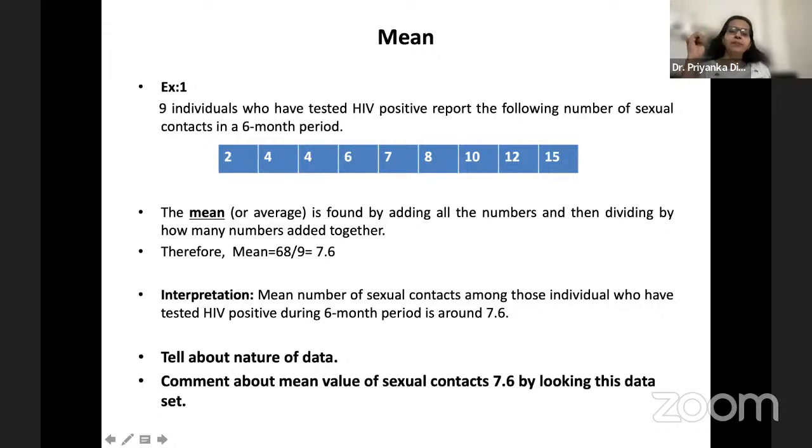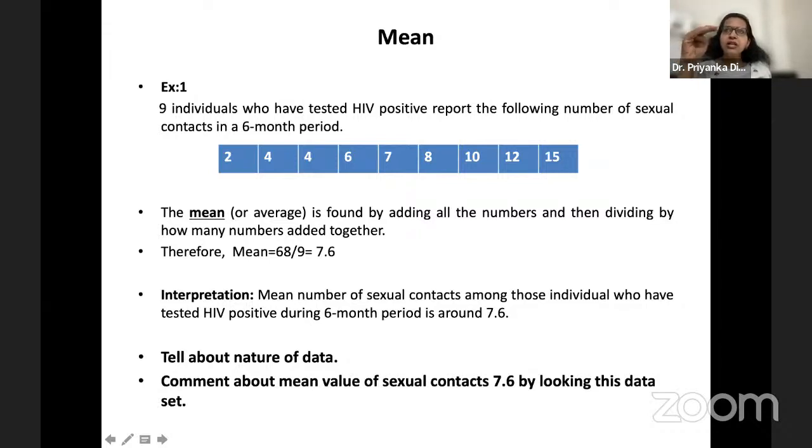Now what is the interpretation? Can you all write down in your notebook? In this particular situation, your mean was 7.6. Just write down, mean was 7.6, median was 7, mode was 4. Have you all written? Yes, mean is 7.6, median is 7, and mode is 4.